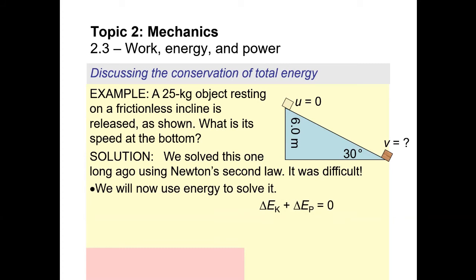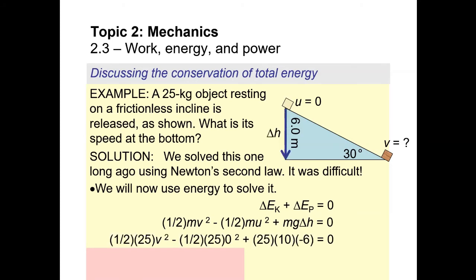Energy is conserved as the object is resting on a frictionless incline. Change in kinetic energy is final kinetic energy minus initial kinetic energy. Change in potential energy is mass times acceleration due to gravity times the change in height. Final kinetic energy is 1/2 times mass, which is 25, and velocity squared, minus initial kinetic energy, which is 1/2 times the mass times 0 squared, as it is initially at rest.